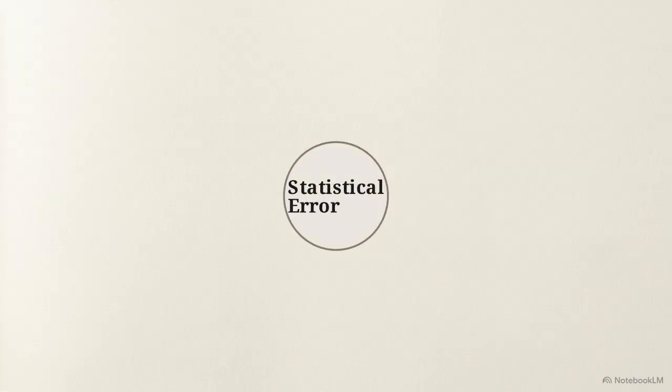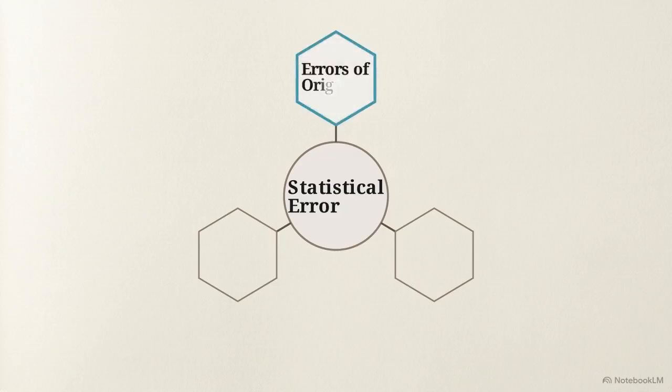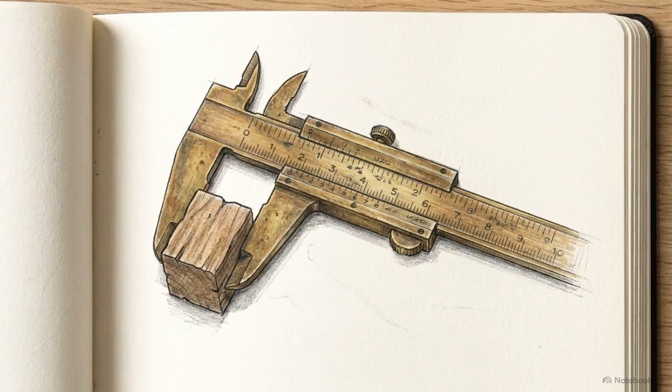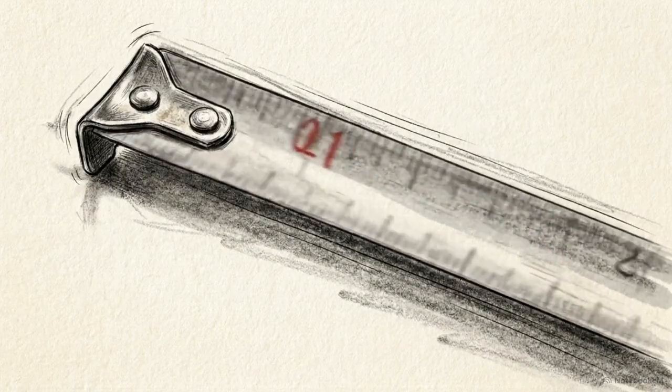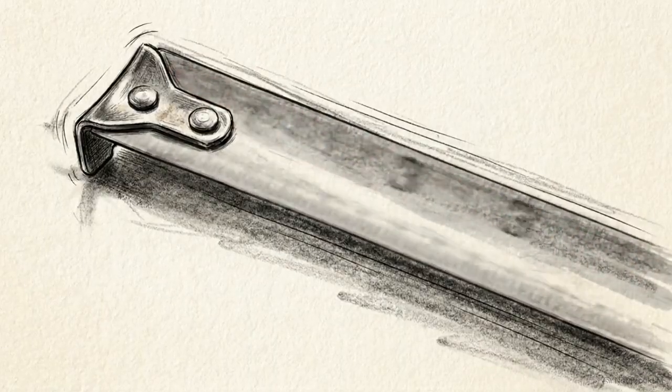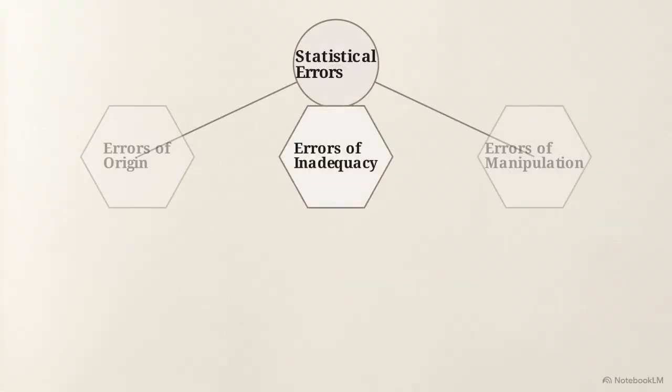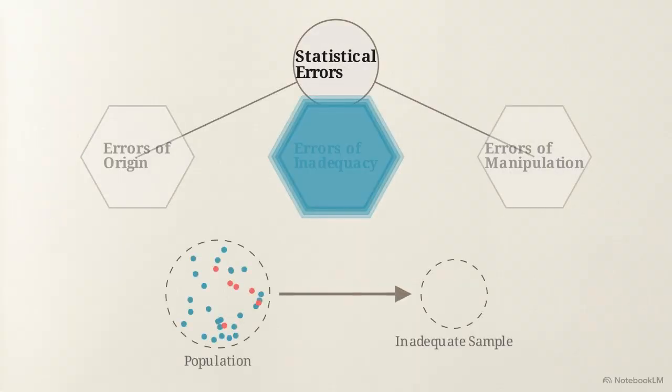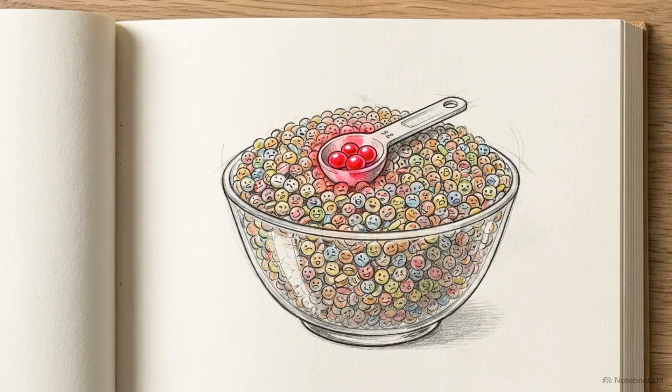During an investigation, these unavoidable statistical errors generally stem from 3 distinct sources. The first category is errors of origin. These derivations are caused by the physical limitations of measuring instruments, or the inherent bias of the investigator collecting the data. Attaining absolute precision for real-world variables like height, weight, or distance is nearly impossible. The physical world resists perfect measurement. The second category is errors of inadequacy. These relate directly to the mechanics of sample representation.